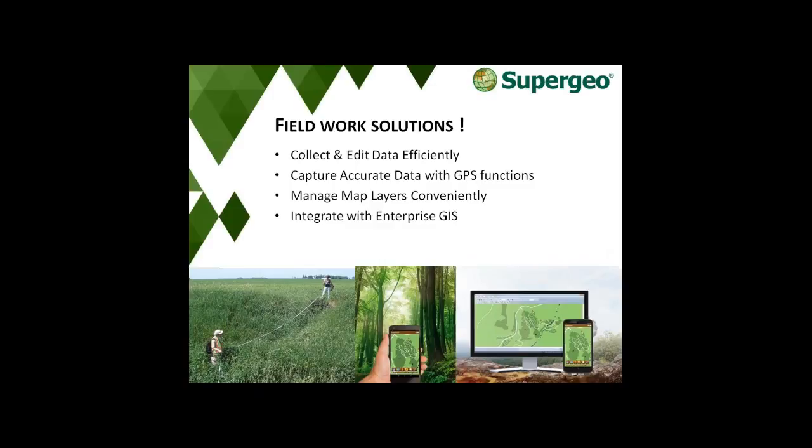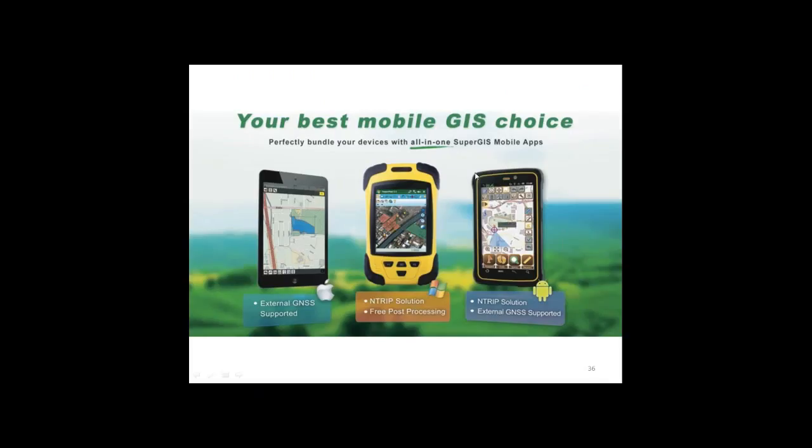So here I would like to show you our best mobile GIS choice. As you can see here, we have applications across iOS, Android, and the most popular handheld system, Windows Mobile. With newly added functions like NTRIP and external GNSS support, you can easily capture GIS data with high accuracy.